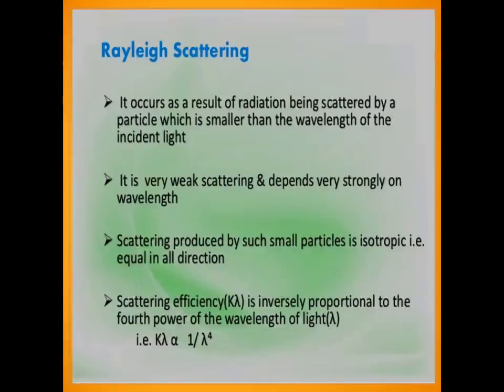So when sunlight passes through the atmosphere, the blue color has a shorter wavelength, isn't it? Red has a longer wavelength, and violet and blue have shorter wavelengths. Now what happens when sunlight passes through the atmosphere? The blue color is scattered to a greater extent than the red color, because red has a longer wavelength. So this scattering causes the sky to appear blue. Hence the sky is blue in color.